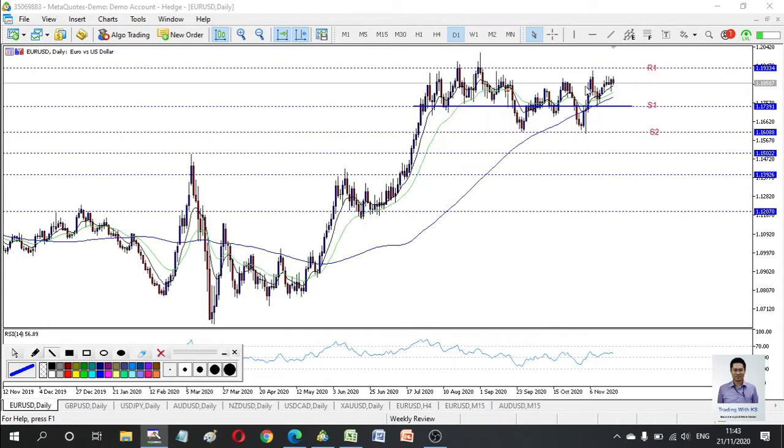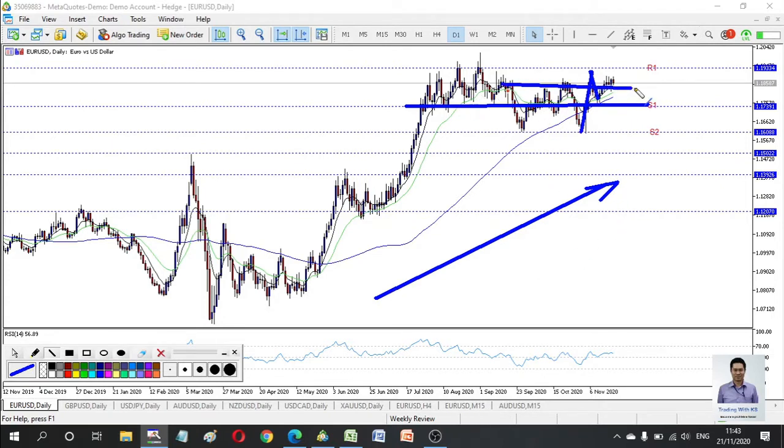We spoke about this support resistance area last week. The price bounced up here, then came down here, supported by this previous support resistance line. This indicates a continuation of the bullish move, the bullish trend.